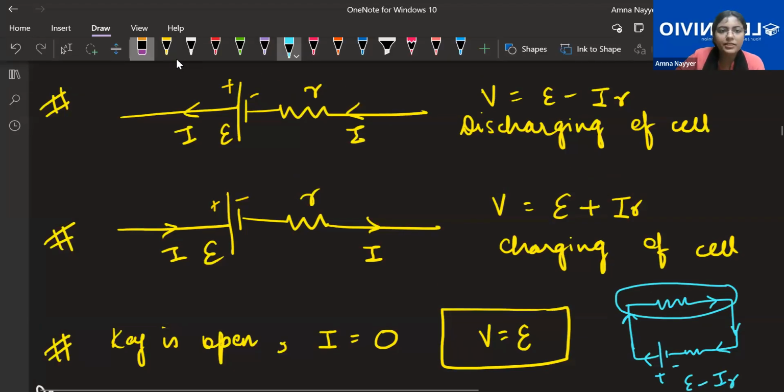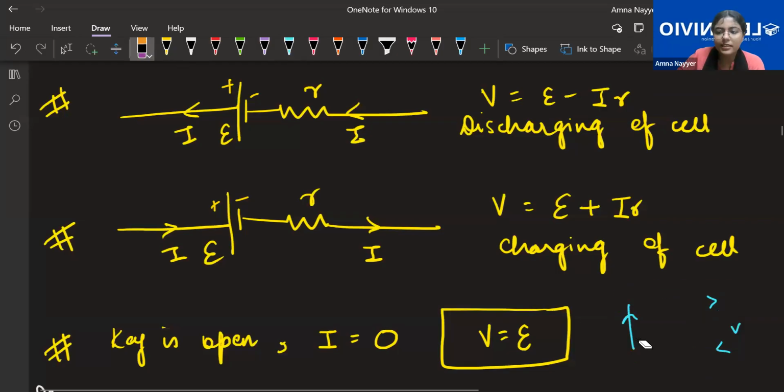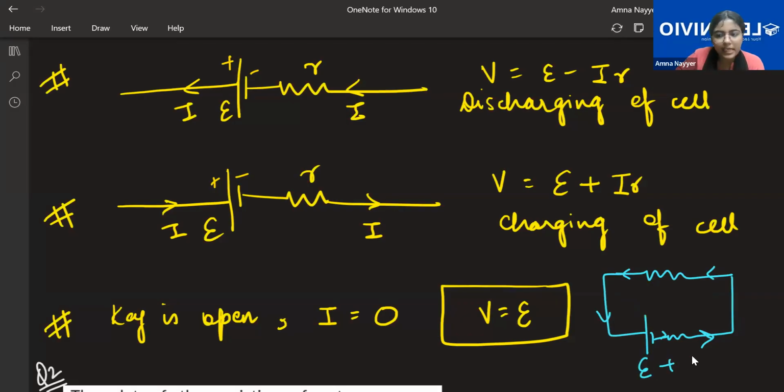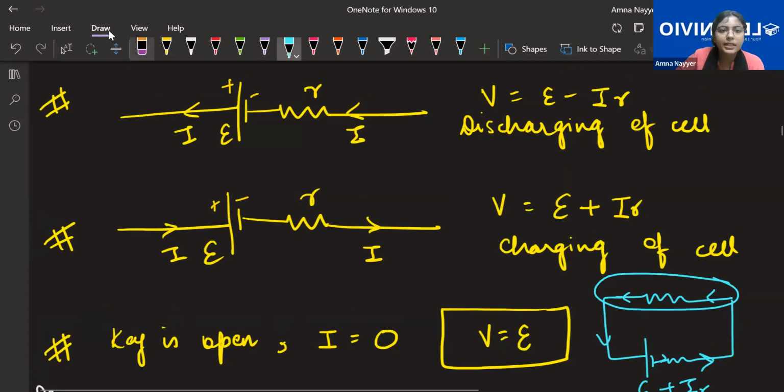But if you reverse it, if I take this same here, let's say this is the resistor, this is the cell, this is the internal resistor like this. If this is the direction of current supplied by the battery, then you use E plus IR to calculate the potential difference here. Now is it clear?